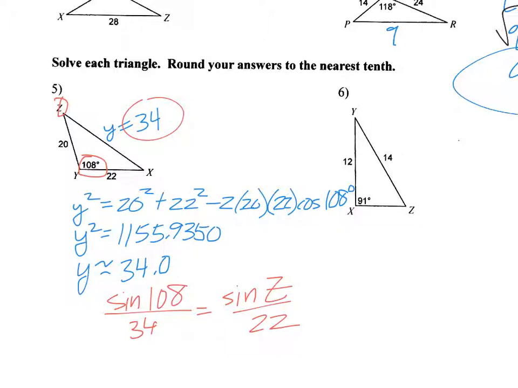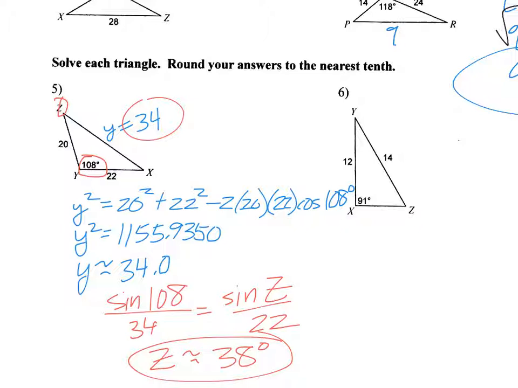Okay, so remember you're going to type sine of 108. So I'm going to do this real fast. I'm not going to bore you with all the details of this. So I get that, and then divide by 34. I'm going to do inverse sine of 0.6154. And I get, basically, 38 degrees. So z is approximately 38 degrees.